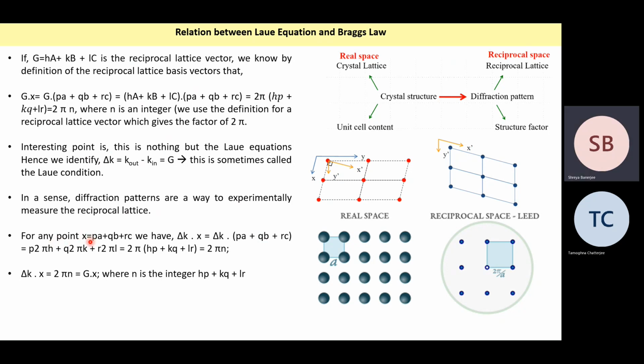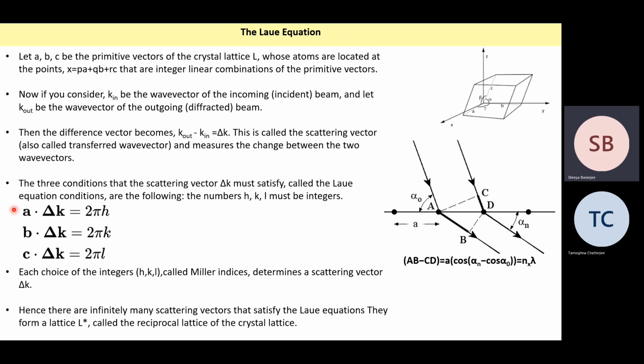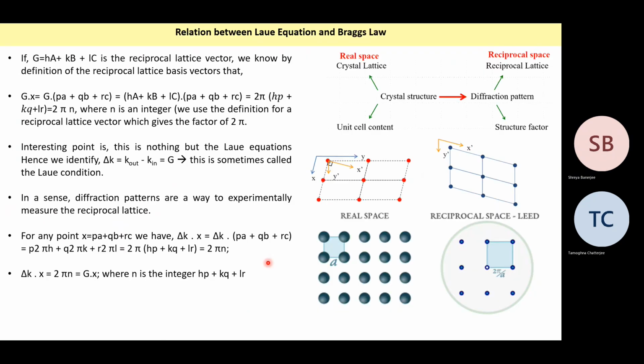So what you have found here is that delta k is G. Now, if you multiply delta k with x, and you know that x is PA plus QB plus RC, here you will get delta k into A. And you saw in the previous slide that delta k into A is 2 pi h. So if you multiply delta k into A, you get 2 pi h and P. Similarly, delta k into B is 2 pi k and delta k into C is 2 pi L.